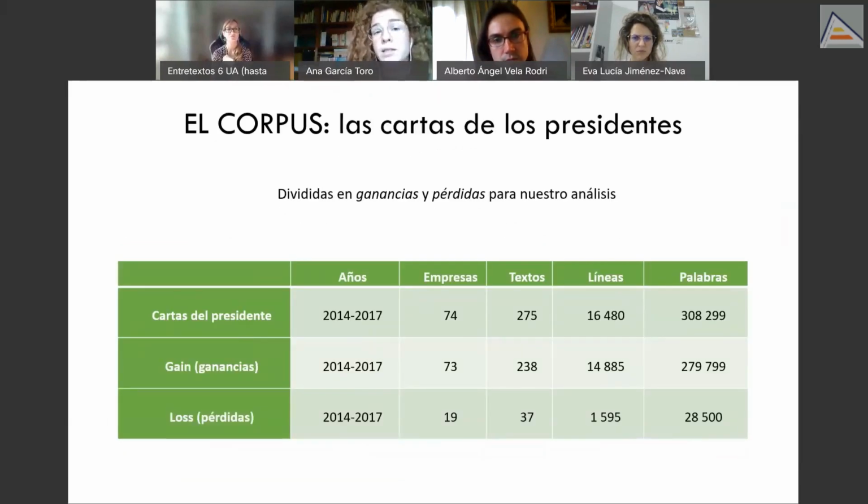A la vez, este corpus de las cartas del presidente lo hemos subdividido en las empresas que hayan tenido ganancias y las que han tenido pérdidas. Y como podemos comprobar, tenemos corpus de muy diferentes tamaños. Las empresas con ganancias cuentan con mayor número de textos, gracias a Dios, porque si no España iría un poco mal si tuviéramos muchas empresas con pérdidas, y las empresas con pérdidas cuentan con menor número de textos. Pero para eso necesitamos la frecuencia normalizada, para tratar estos resultados objetivamente.